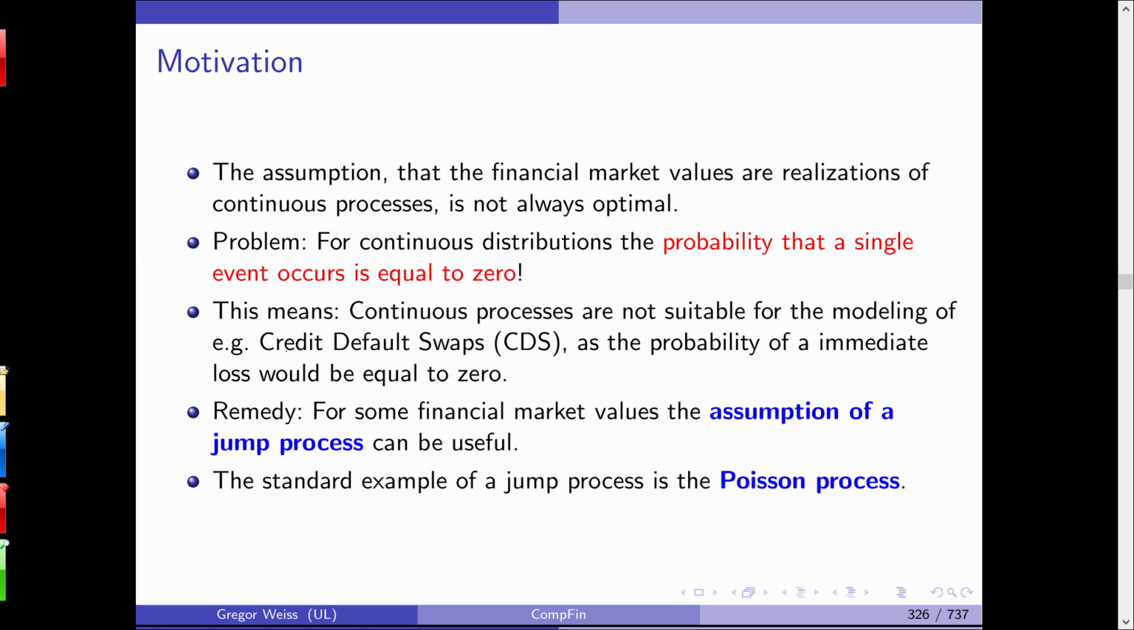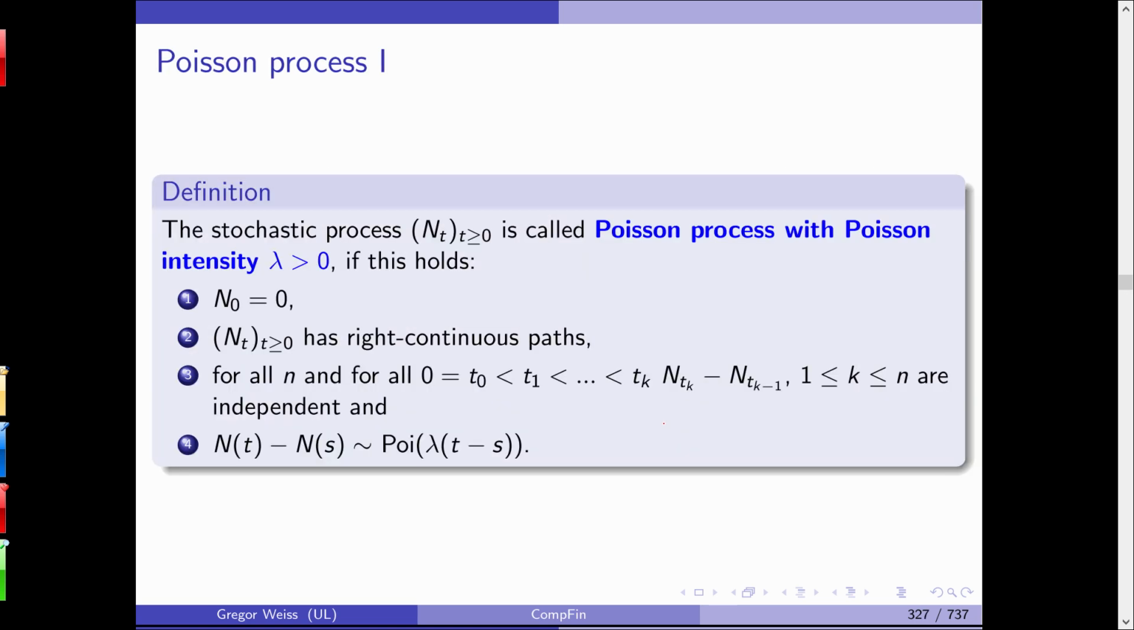In some cases, if we want to model credit default swaps, CDS spreads, those spreads might also suddenly go up €1 or go down 10 cents, and we have discrete changes. Now, for some financial market values or for some prices, the assumption of a jump process can be useful. And the standard example of such a jump process is a Poisson process. By the way, in German we have the same word, Sprungprozesse.